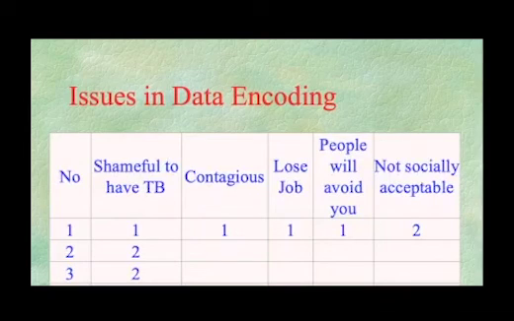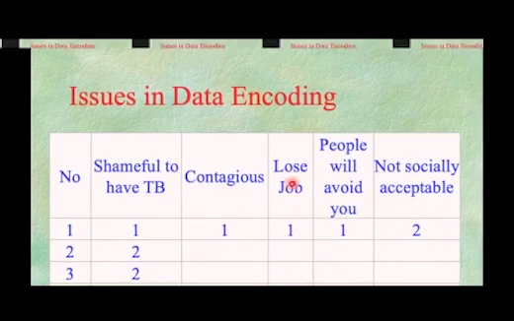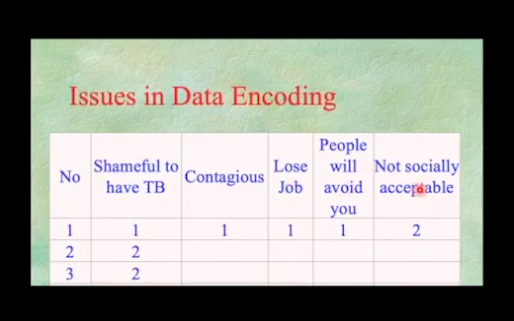So, is it shameful to have TB? In one column, it's 1 for yes and 2 for no. And if yes, you ask why. And then these are the choices: it is contagious, you can lose your job, people will avoid you, and it is not socially acceptable. You will note that each of these options is a column because you can have multiple answers. So if you check yes, put one, and if no, put zero.